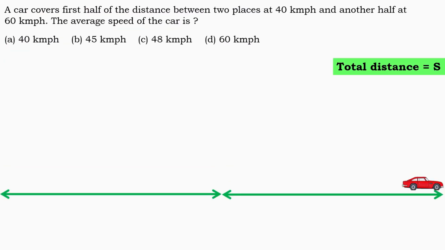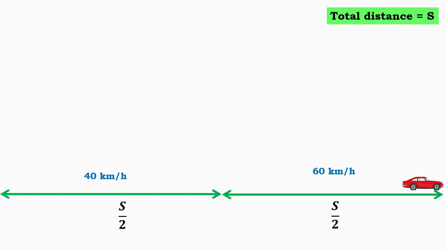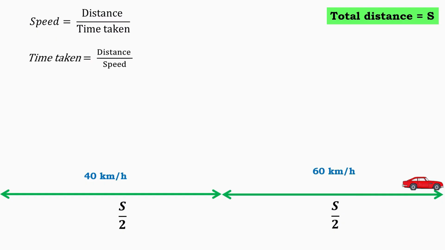Since the car covers the first half of the journey at 40 kilometers per hour, the distance traveled in the first part is s by 2. The remaining s by 2 distance is covered at 60 kilometers per hour. Now, we know that speed is equal to distance divided by time. If we rearrange this equation, we get time is equal to distance divided by speed.